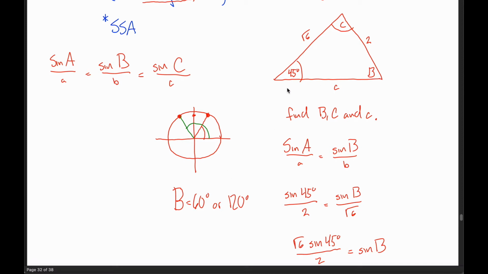Capital B equaling 60 degrees would be something like what is pictured here. Capital B being equal to 120 degrees would form a triangle something like what you see in green. Note that the big triangle in red and the little triangle in green both have an angle of 45 degrees here, and they both share this side length of root 6. And if the length from here to here is 2, maybe you'd believe that the length from here to somewhere down here could also be equal to 2.